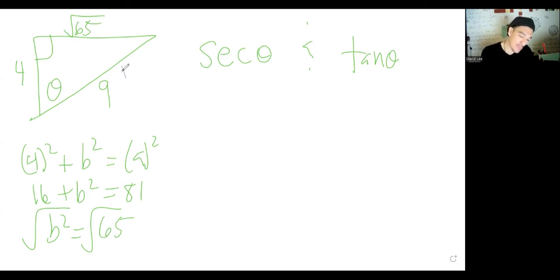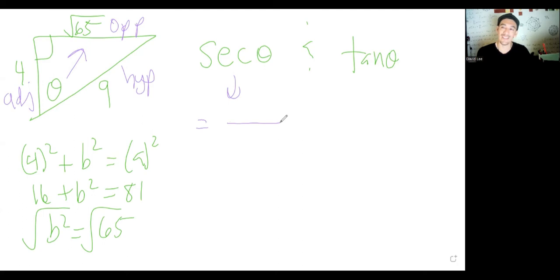So give them names. We know this is the hypotenuse. Across from theta is the opposite. And this would be the adjacent. And I'll give them what they want. They want secant. Well, you know that secant is, what was the definition of secant? Hypotenuse over adjacent. And so based on our picture, my hypotenuse is 9 and my adjacent is 4. So that takes care of secant.